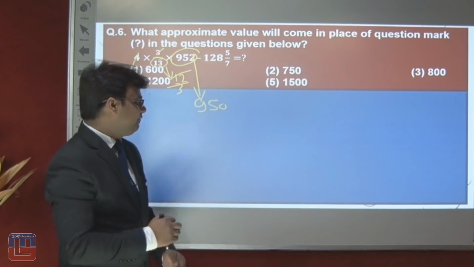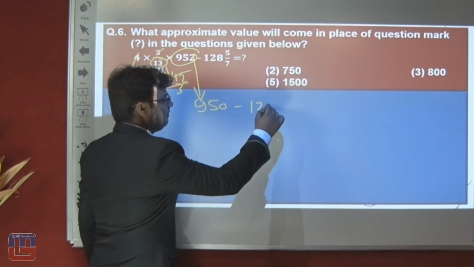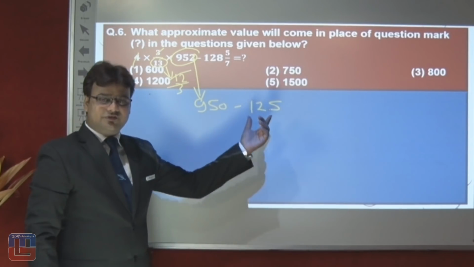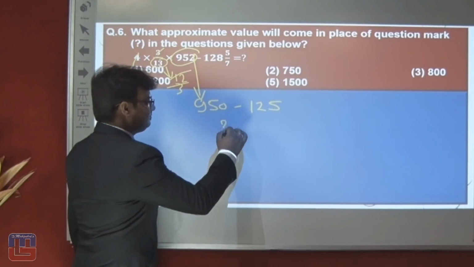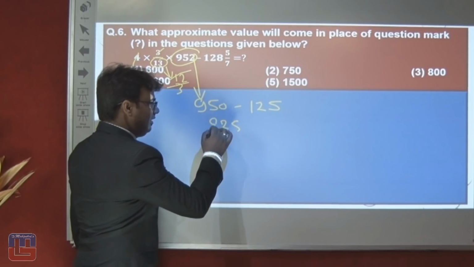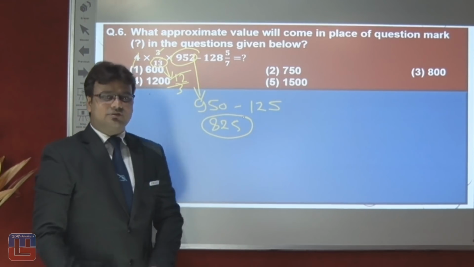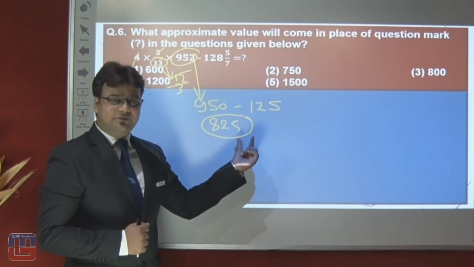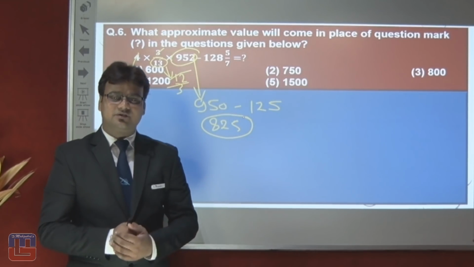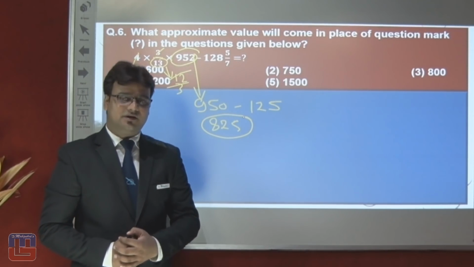Then it may be 128.432. That means we write it as 125. If we subtract, then what do we get? 25. 9 minus 1, 8. That means 825. So 825 is near about which option? 800. So the correct answer is 800.